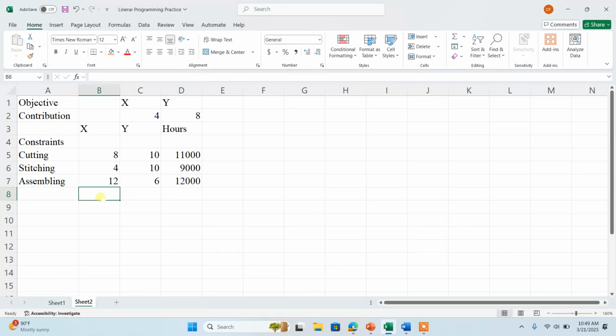Now, my dear, let's first use the graph. Within the given constraints, how much x and y should I produce? This is the question. So let's start from the first. Let's try to learn it. How can the graph help us?